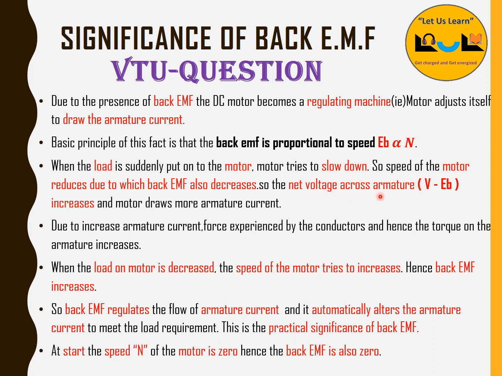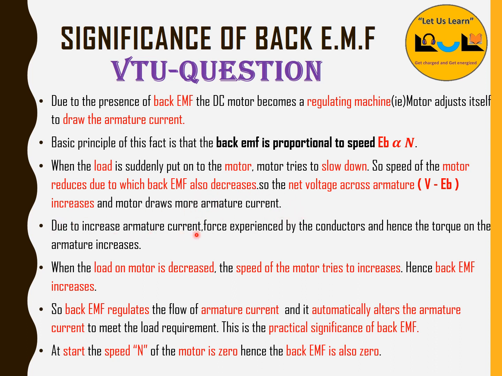So the net voltage across the armature, that is, the applied voltage V minus the back EMF, increases, and the motor draws more armature current. For example, if I use more appliances, the current consumed by the consumer is more. Like that, if the load is applied to the motor, its speed slows down. Whenever the motor speed slows down, the back EMF also decreases. At that time the motor draws more armature current.